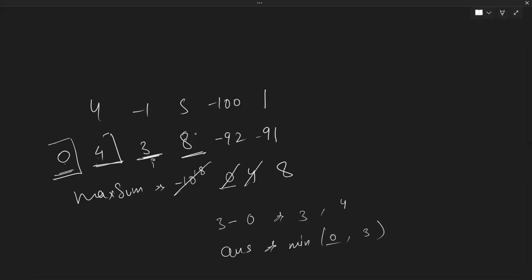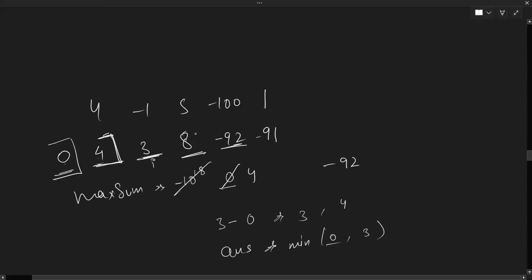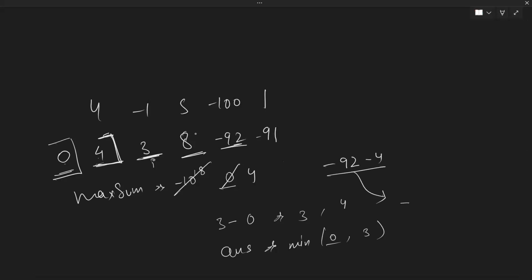But when I'm here at 4, I would be checking it with this minus 92. So minus 92 and minus 4. So sum of this is minus 96. So my maximum sum here is 4 and my current prefix sum is minus 92. So my answer will be the minimum of 0 or minus 96. So I'll take this answer as minus 96.